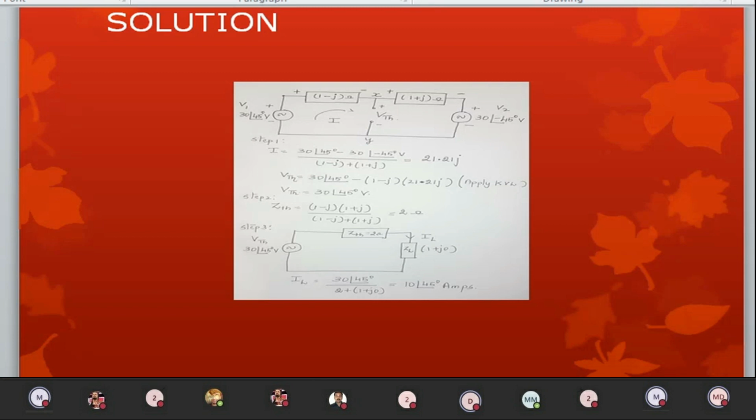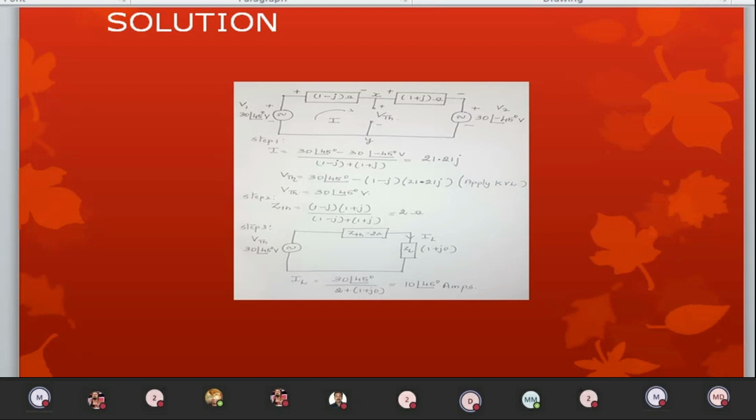Once I deactivate, these two are connected virtually in parallel. So it is Z1 Z2 by Z1 plus Z2. The calculation is too simple and ZThevenin is 2 ohm. Finally, I am drawing the Thevenin's equivalent circuit across the load impedance. What is the load impedance? 1 plus j0, right? So this is the resultant circuit.